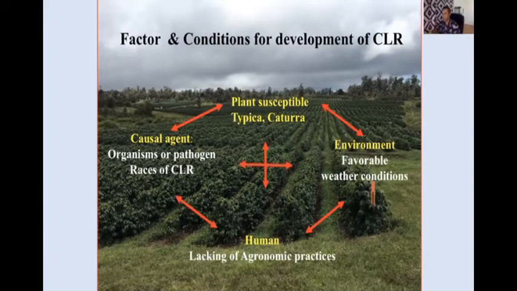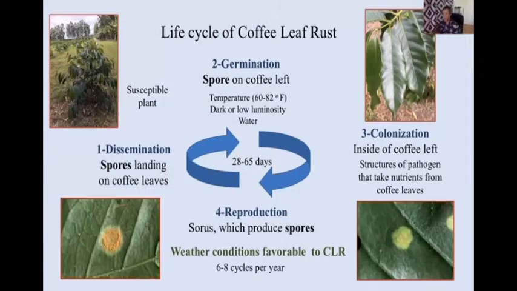Okay, let's go see. This is the cycle. Lisa already talked about that. I just want to mention that over the year, the different stages start with dissemination, germination of the spores, colonization, and reproduction. And over the year, this cycle could repeat about 6, 8, or 10 times.